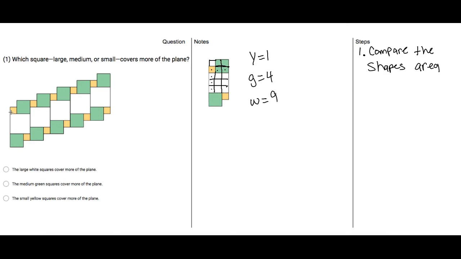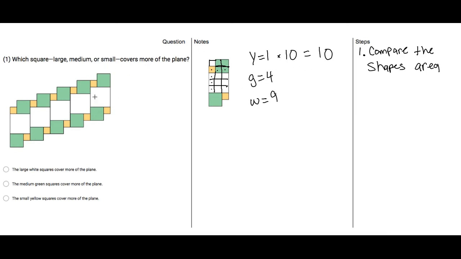So what we can do here is then we can say, okay, how many yellow squares do we have? We have 1, 2, 3, 4, 5, 6, 7, 8, 9, 10. So then what we can do is say, all right, 1 times 10, because we know that there are 10 of them, that's going to be 10 units of area that is covered.